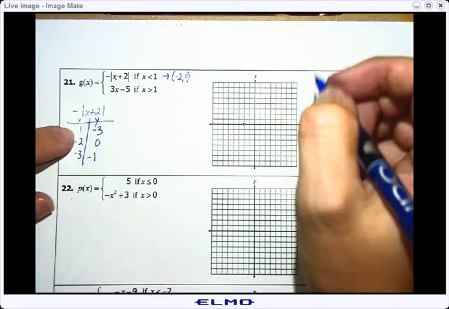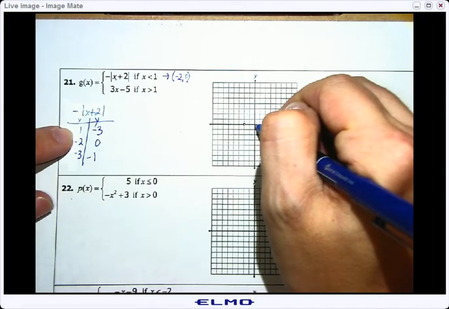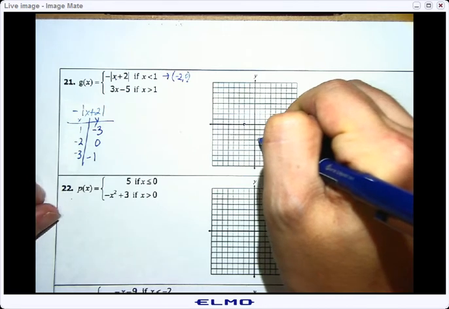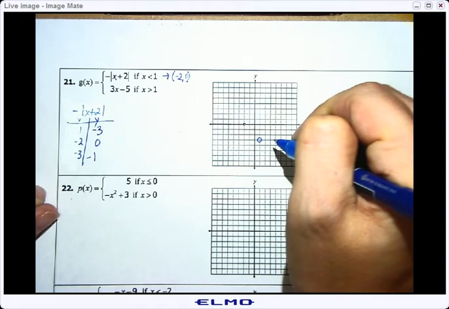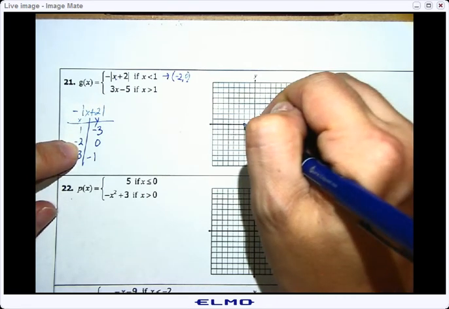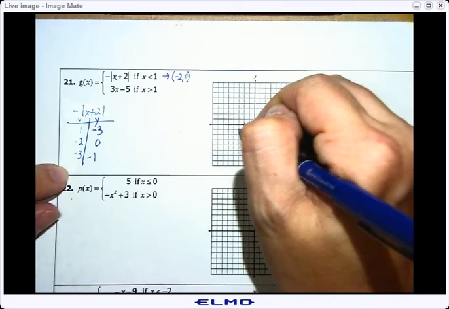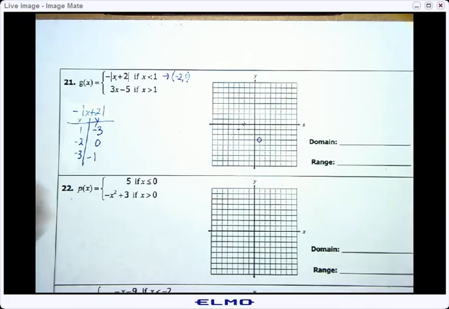So at 1, -3, I would have an open circle. -2, 0, that's the vertex. -3, -1. That's going to give me that V shape going back down.